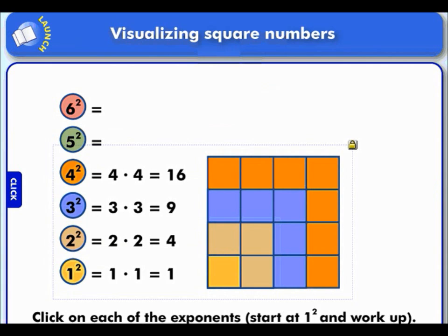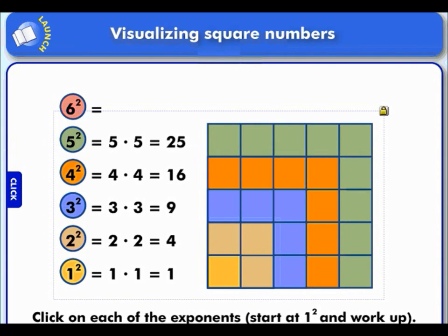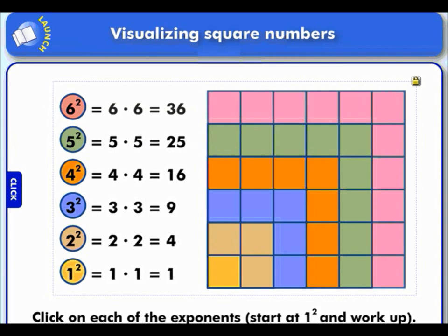4 squared, 16. 16 is a perfect square, and it also makes a square. 5 squared is 25. 25 is a perfect square. And 6 squared, 36 is a perfect square as well. They all make squares.